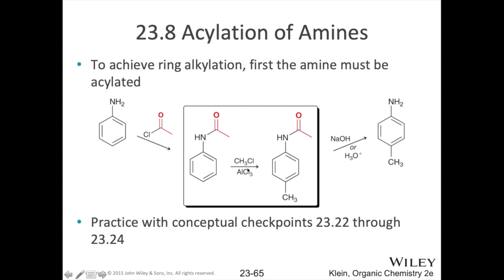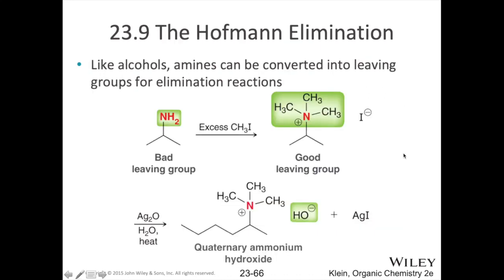It therefore can undergo Friedel-Crafts alkylation or acylation as the case may be. In this case, it looks like we're doing an alkylation here. So you see that this methyl group from our methyl chloride, from our chloromethane, is selectively going in that para position. And then once again, we can hydrolyze that amide back down to the amine to get the product we want.